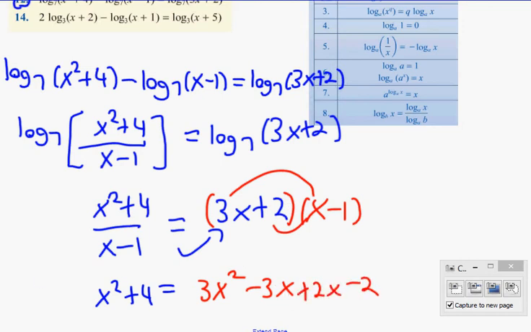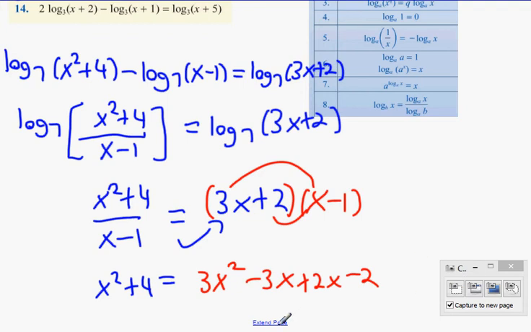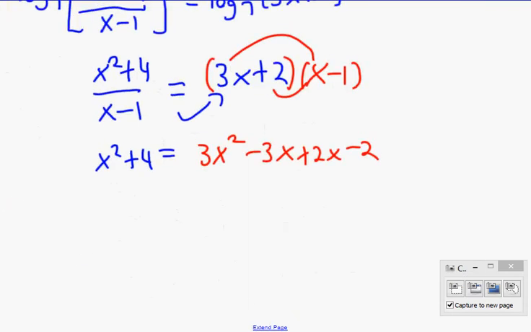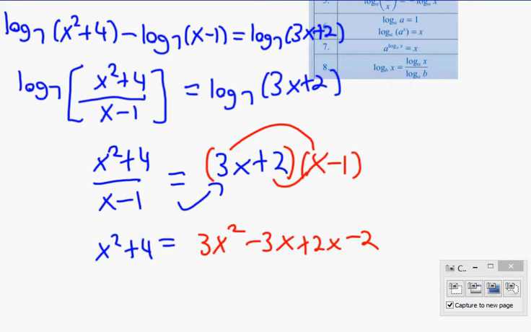We're going to choose a side. I'm going to choose to bring everything over to the right hand side just for a second. So, going to bring the x squared over, it becomes a minus x squared. Going to bring the 4 over, it becomes a minus 4.